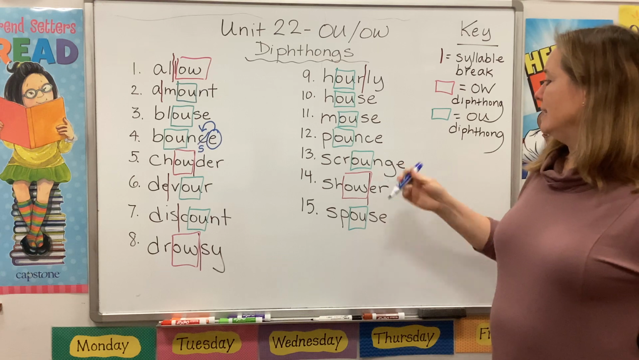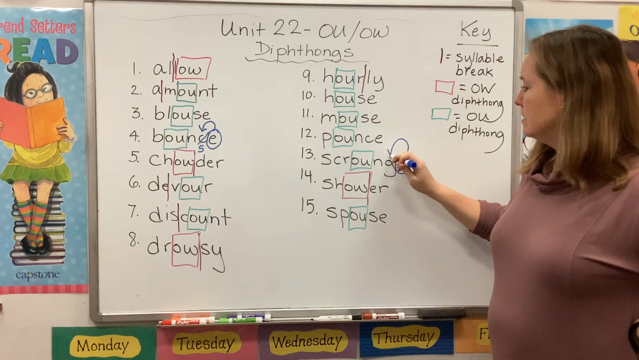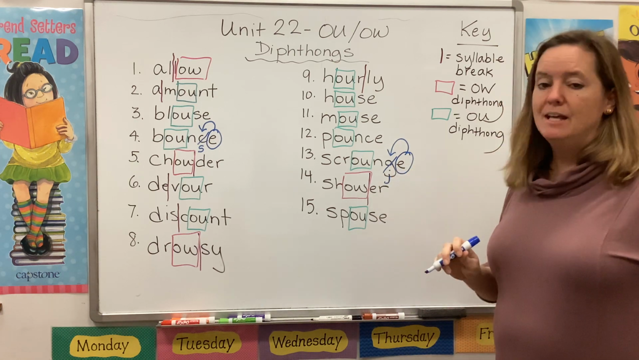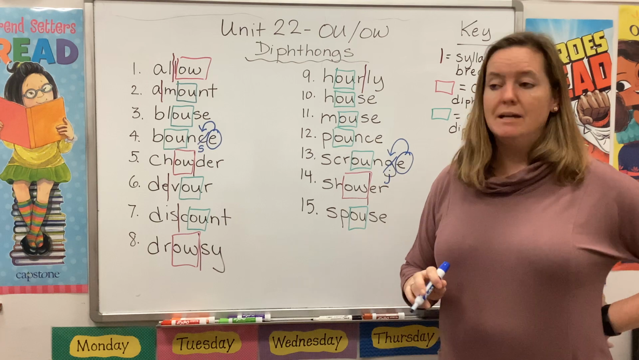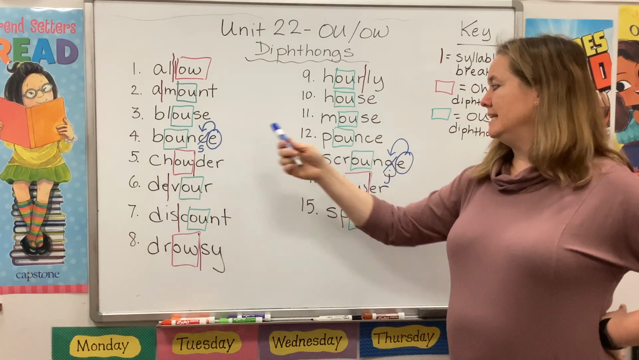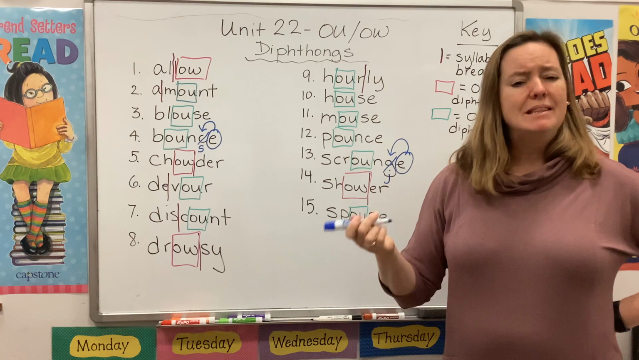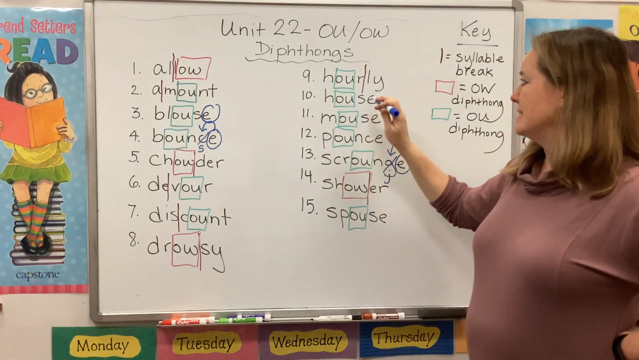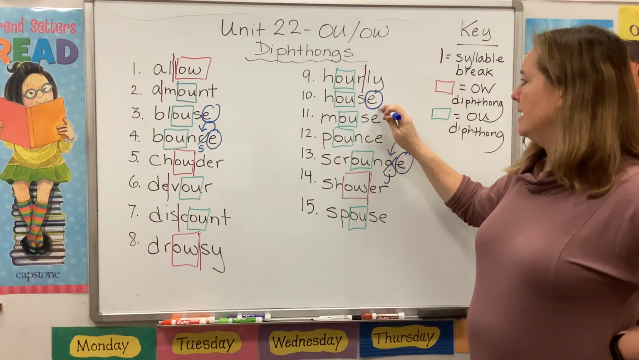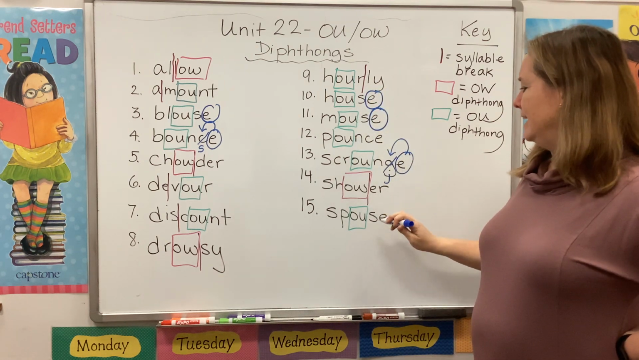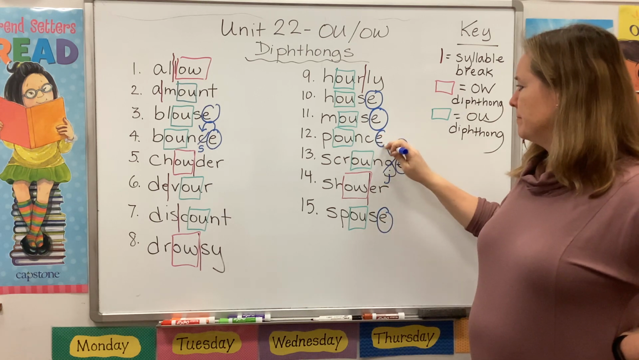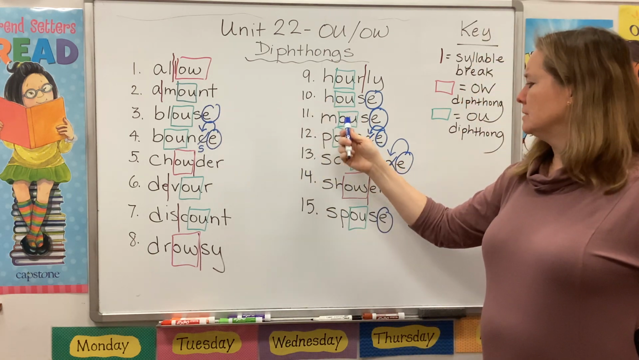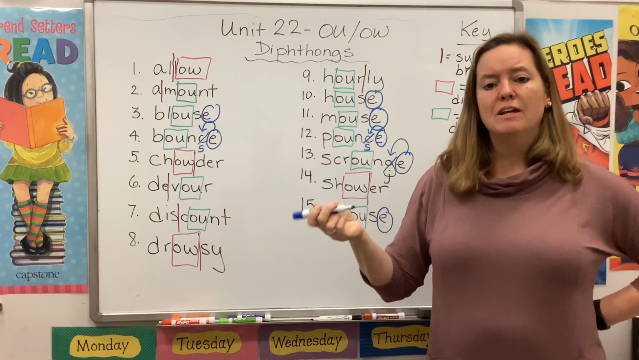We know that silent E can also soften a G and give it a J sound in a word like scrounge. Okay, so that explains why we have silent E here and here. But then we have some other words like blouse and house and mouse and spouse. Pounce has that soft C, right? Blouse, house, mouse, spouse. What is it doing in all those words?